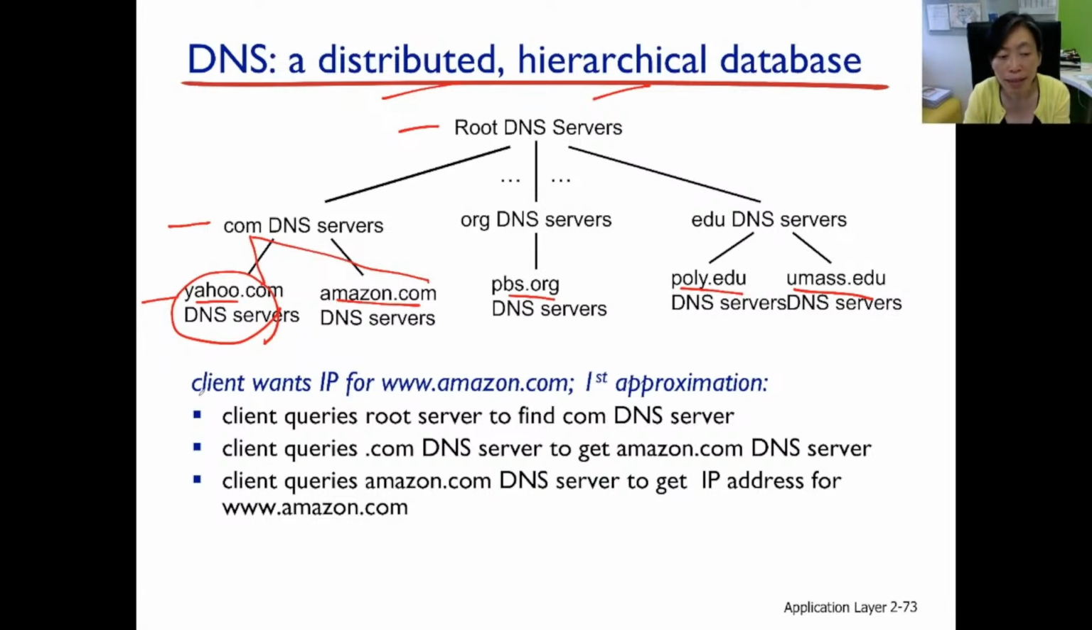Now, the process of looking up the IP address in a nutshell is this. The client wants to get the IP address of, for example, www.amazon.com. It first queries the top server to find the second level server. Then it queries the second level server to find the authoritative name server, the last level. And then from the last level of DNS servers, it finds the IP address for the particular host.